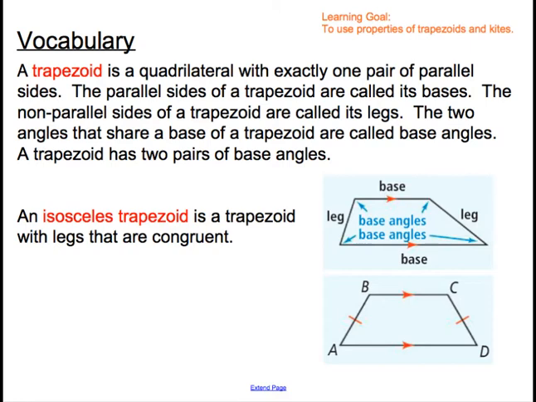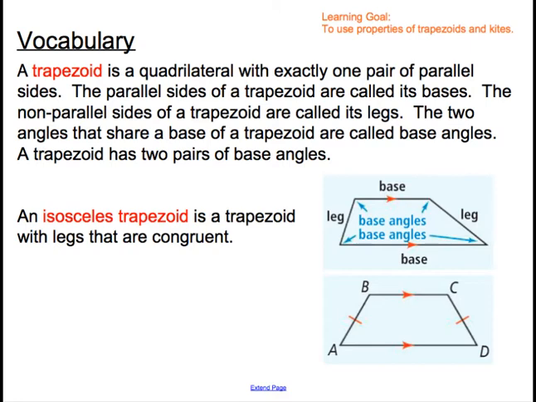A trapezoid is a special quadrilateral that has exactly one pair of parallel sides. The parallel sides of the trapezoid are called its bases, and the two non-parallel sides are called its legs. The two angles that share a base of a trapezoid are called base angles. A trapezoid has two pairs of such angles.